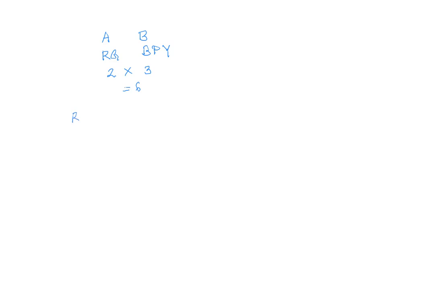Let me show you how it could happen. If Adam wears red, Bailey could wear blue. If Adam wears red, Bailey could wear pink. If Adam wears red, Bailey could wear yellow. Similarly, if Adam wears green, Bailey could wear blue, pink, or yellow. Do you see there's a total of 6?